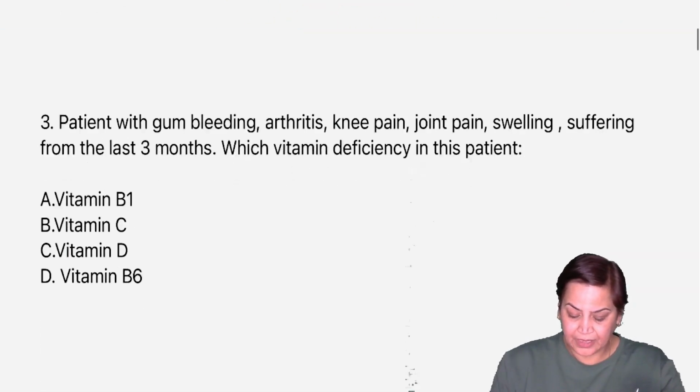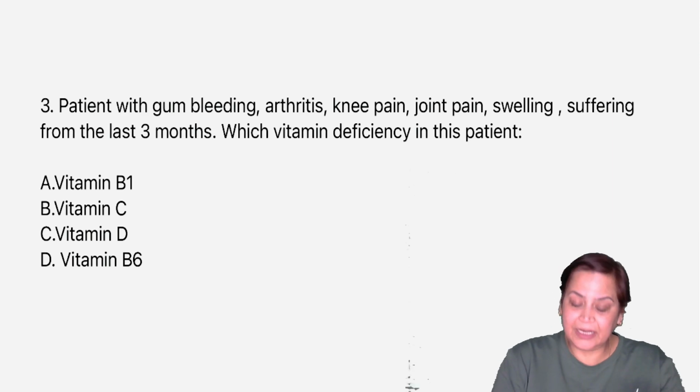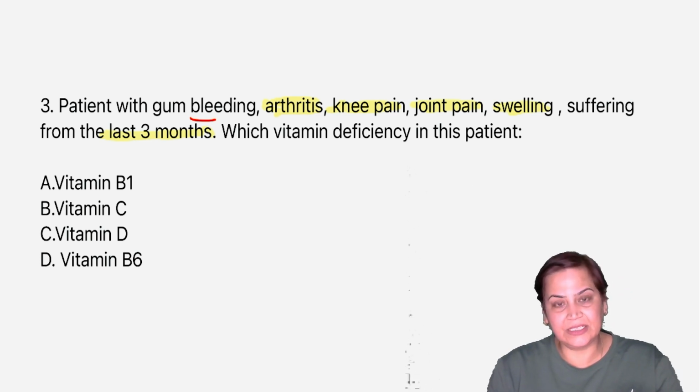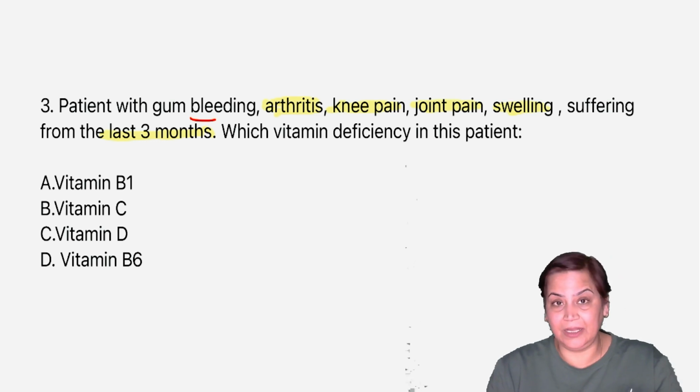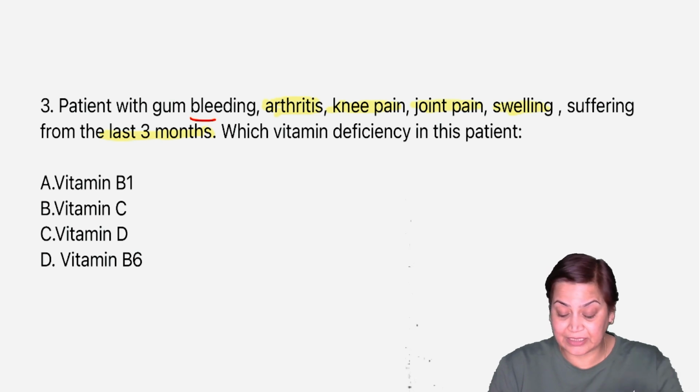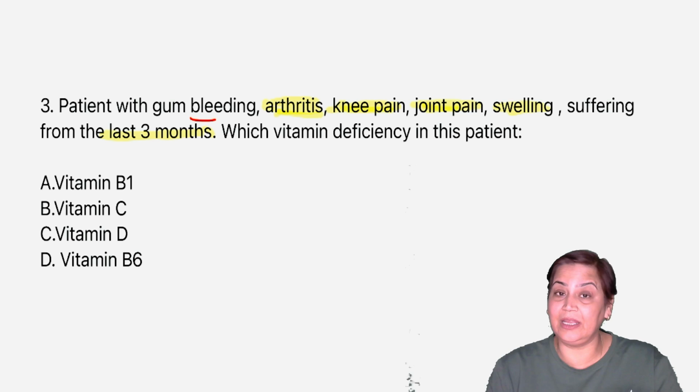Then third: a patient with gum bleeding, arthritis, knee pain, joint pain, swelling, suffering for the last 3 months. Which vitamin deficiency is there in this patient? Now, if we talk about gum bleeding, arthritis, but here you see the main points: arthritis is there, knee pain is there, joint pain is there, and swelling is also there.